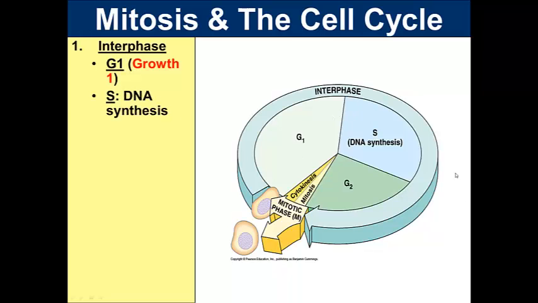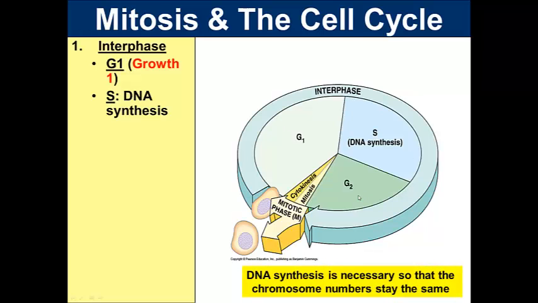Then, during the S phase, the DNA is synthesized. Here you're copying the DNA and getting ready for cell division. DNA synthesis is necessary so that the chromosome numbers stay the same. If you're talking about mitosis, remember that for human cells, you need to start with 46 chromosomes and end with 46 chromosomes. So you're going to have to double the amount of DNA that you have during the S phase. The third part, or G2, is growth 2.